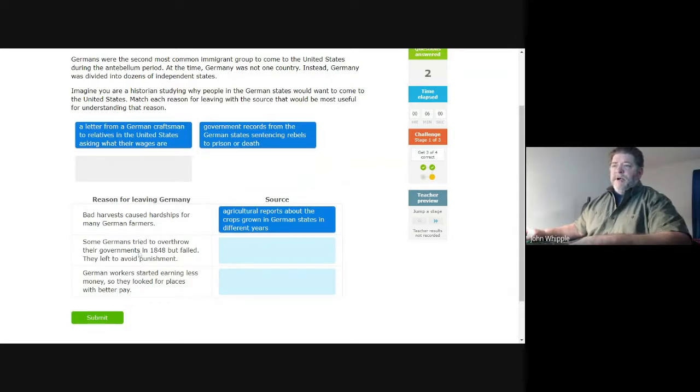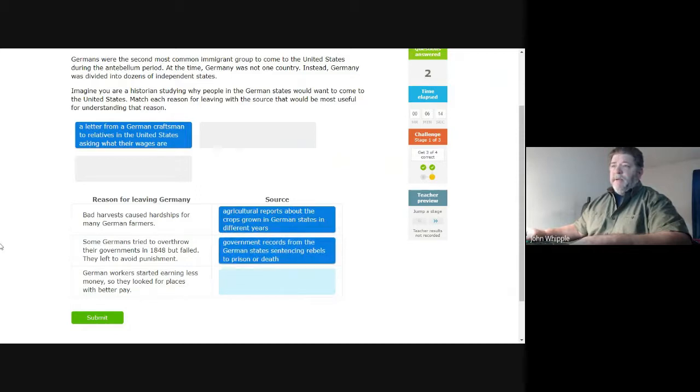Some Germans tried to overthrow their governments in 1848, but failed. They left to avoid punishment. They didn't want to get in trouble. Government records from German states sentencing rebels to prison or death. They were pretty harsh on the people that tried to overthrow the government, and I can understand why.